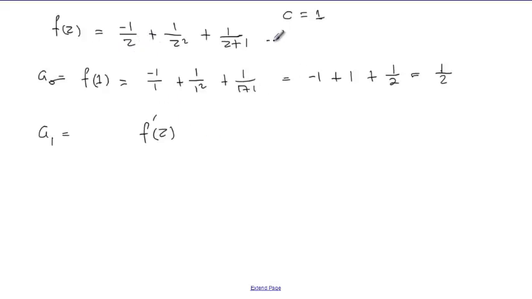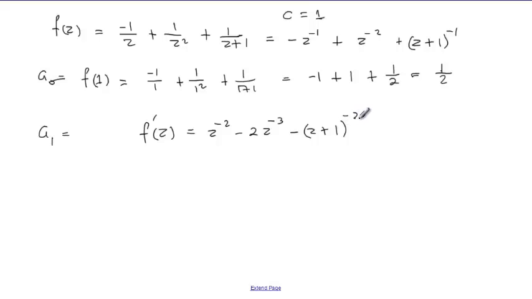We can rewrite this expression as minus z to the power minus 1, plus z to the power minus 2, plus (z plus 1) to the power minus 1. Differentiating using the power rule, we have z to the power minus 2, minus 2 z to the power minus 3, and minus (z plus 1) to the power minus 2.